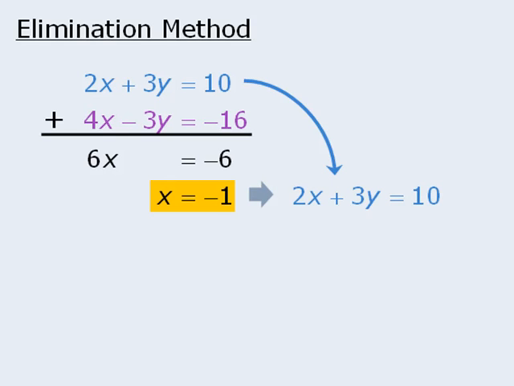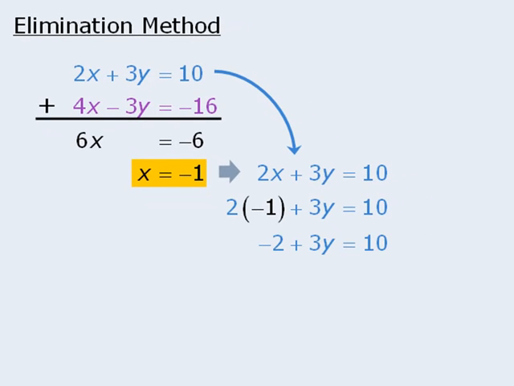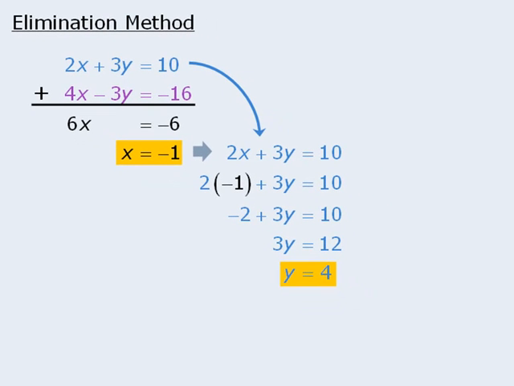Let's use this equation, since its numbers look a little more manageable. So when we replace x with negative 1, we get an equation we can solve for y. First, we'll simplify the left-hand side, then we'll add 2 to both sides, and finally we'll divide both sides by 3 to get y equals 4. So the solution here is x equals -1 and y equals 4.